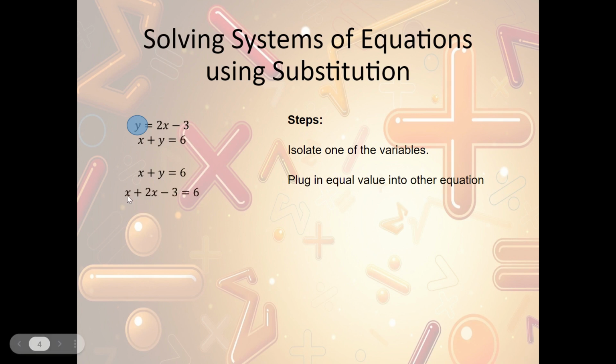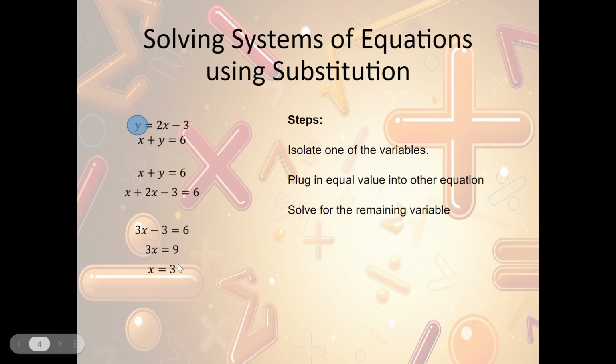Now it says x plus (2x minus 3) is equal to 6. Now I can solve for x. So I combine like terms. I get x plus 2x is 3x. So I have 3x minus 3 is equal to 6. Then I'm going to add 3 to both sides, and I get 3x is equal to 6 plus 3 is 9. Now I can divide both sides by 3 to get x by itself, and I get x equals 9 divided by 3 is 3. So there's my x.